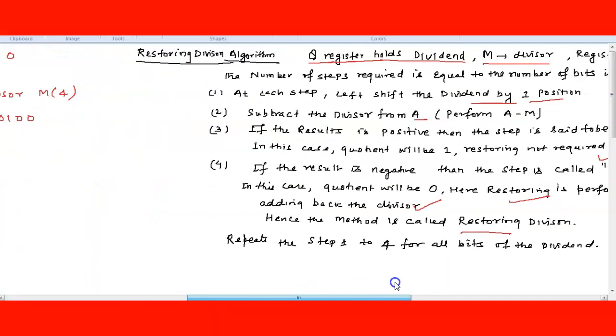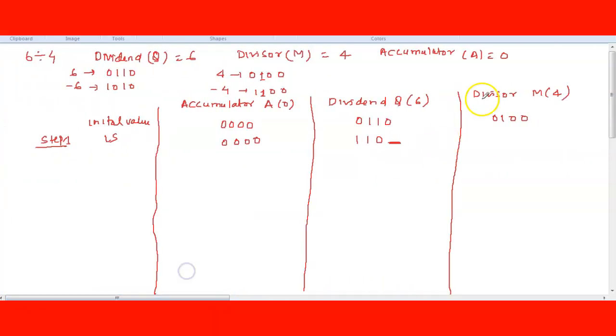Now subtract the divisor from A. Subtract the divisor from A means subtract the 4. Subtracting the 4 means adding the minus 4. So you subtract M. Subtract M means you take the second complement and add it. Second complement of 4. If you don't know this subtraction by addition, you go to the previous lecture and then come back to this one. Subtraction means adding the second complement. The subtraction of M, subtraction of 4, is adding the second complement of 4.